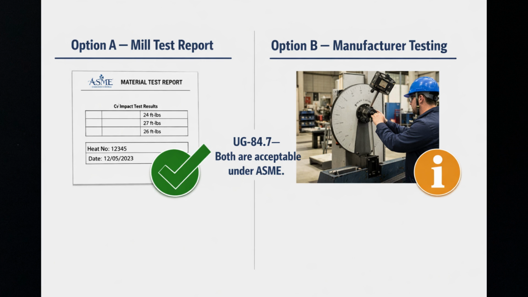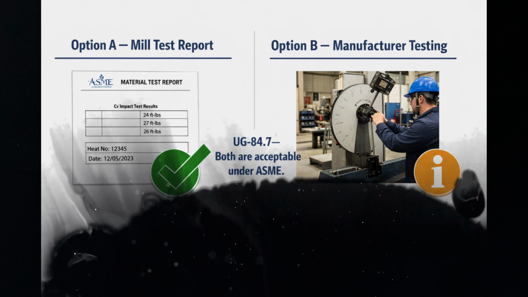Option B. When the material manufacturer has not performed impact testing, the vessel manufacturer can perform the tests themselves to prove suitability. This means you can procure a material that doesn't come with impact test data, and then test it in your own or a third-party laboratory. Flexibility, but responsibility stays with you.